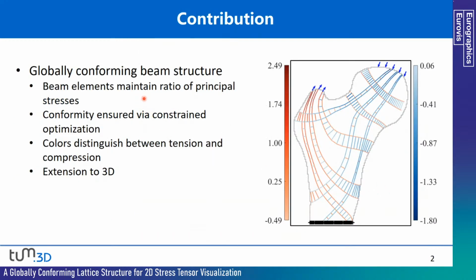In this work, we propose a globally conforming beam structure, which overcomes some of the aforementioned limitations. Firstly, we introduce the use of beams as a visual abstraction to create a stress-following grid structure in multiple dimensions, which encodes the ratio of principal stresses into a geometry of elements. Secondly, we introduce a constraint optimization to achieve the conformity of beams at intersections. Thirdly, we provide different color mappings for beam edges to distinguish stress types or the relative stress magnitudes. Furthermore, we also explore the preliminary extension to 3D situation.